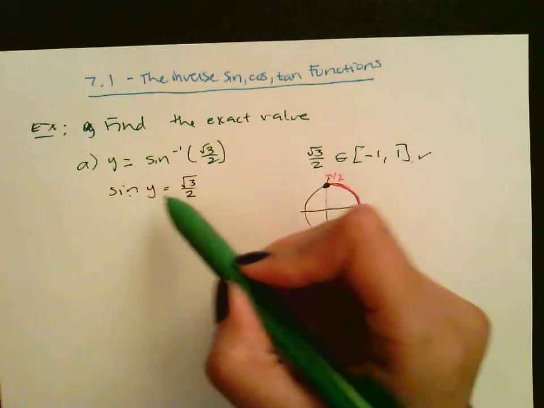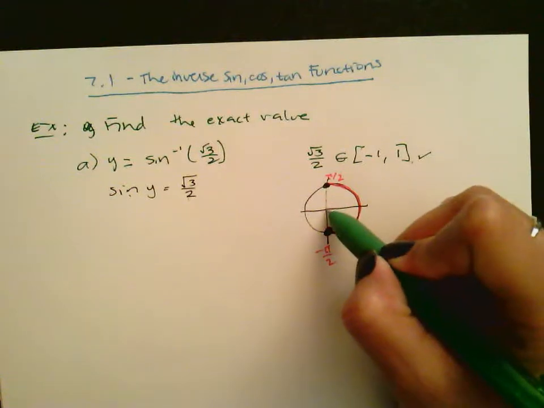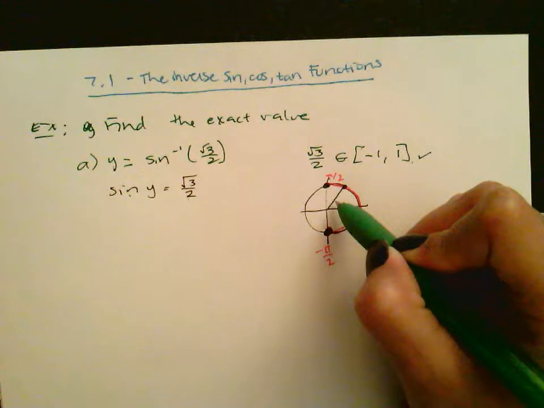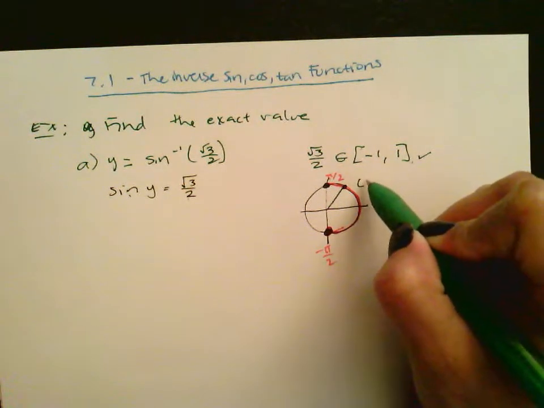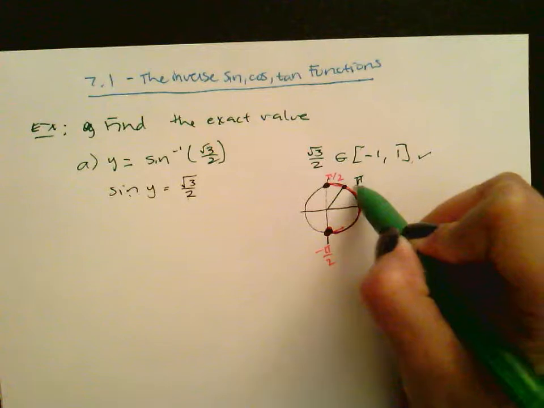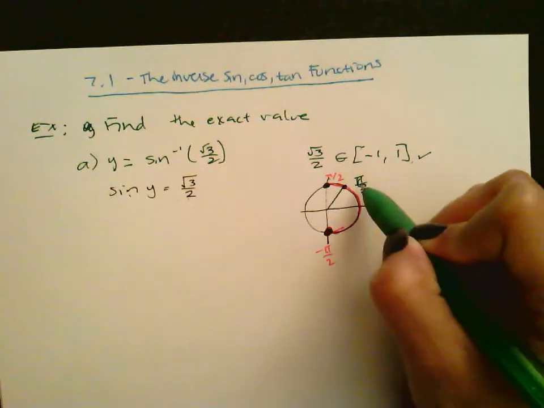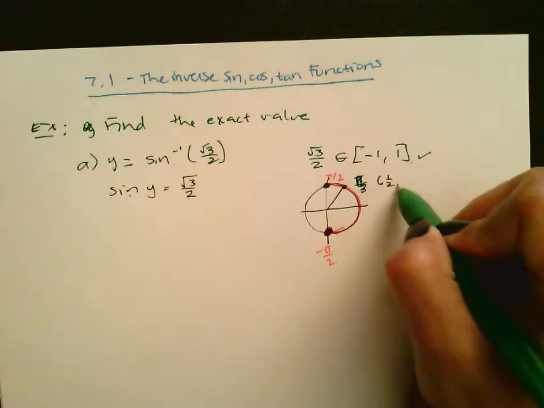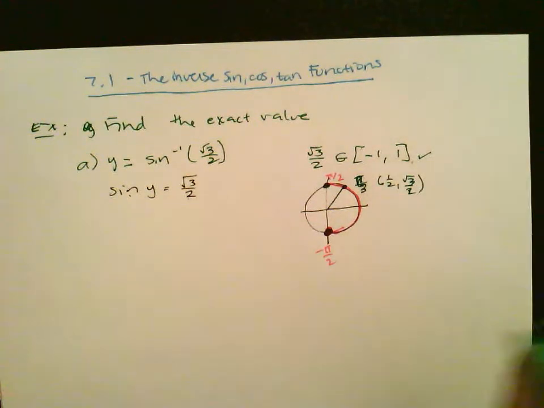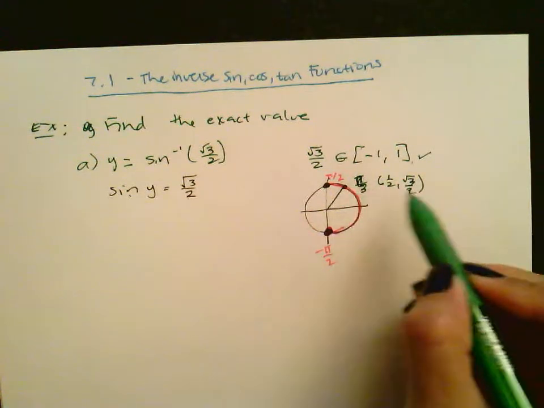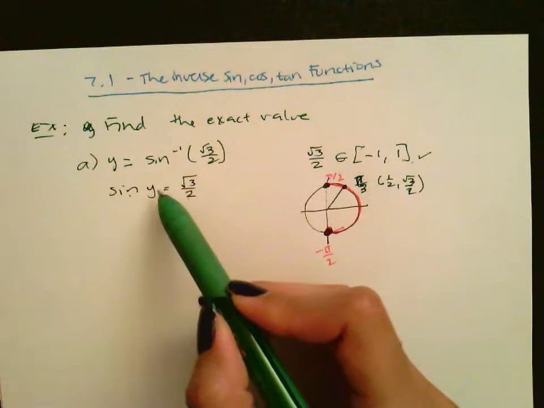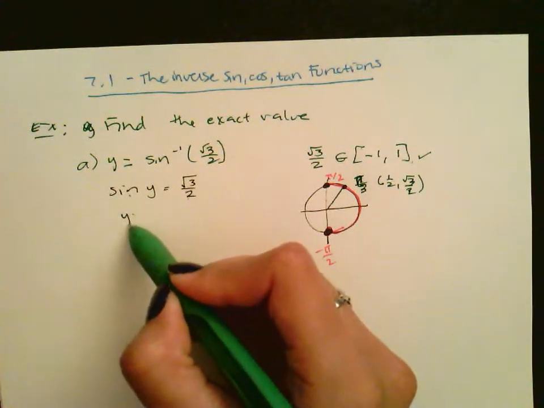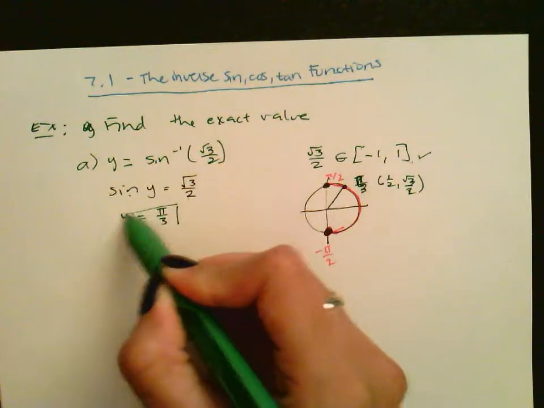So the angle that gives me a sine of radical 3 over 2 is going to be this angle formed by the x-axis and this line, which gives me a pi over 3. So this pi over 3 has a point of 1/2, radical 3 over 2. So the sine of the angle is equal to radical 3 over 2. So in order to answer this, I need to find the y value. The y value is equal to the angle, so y is equal to pi over 3.